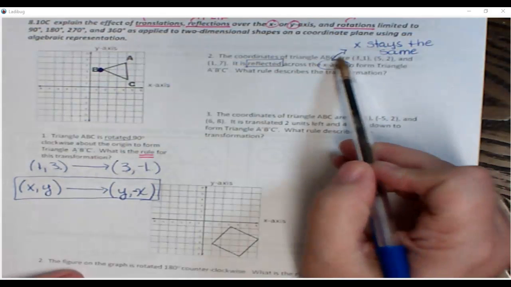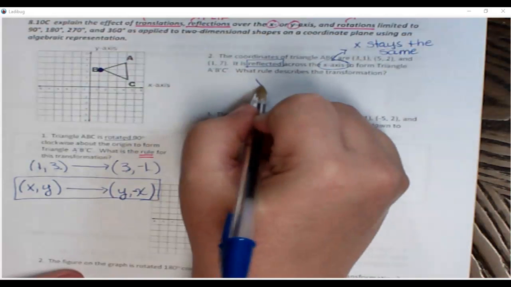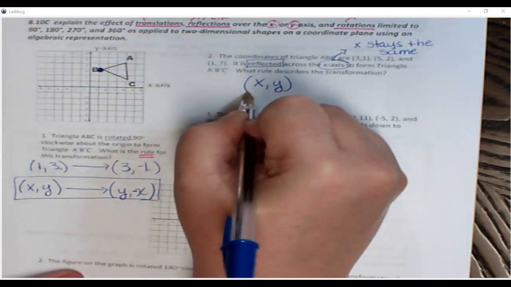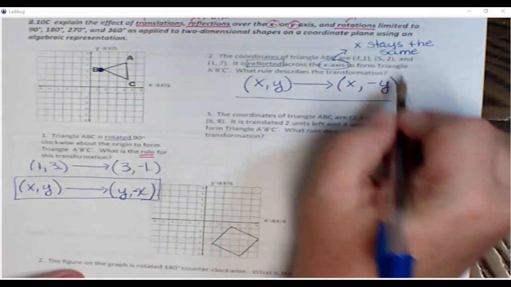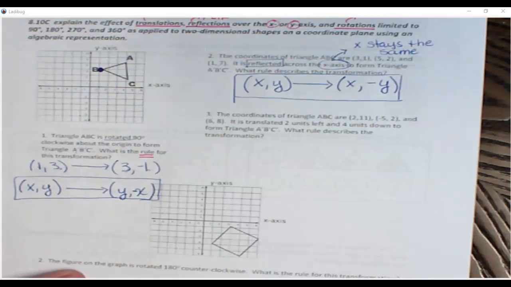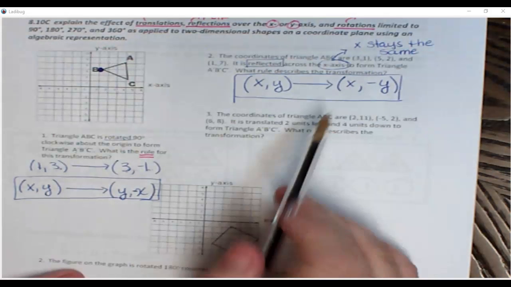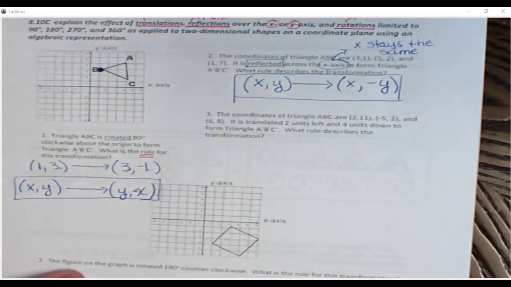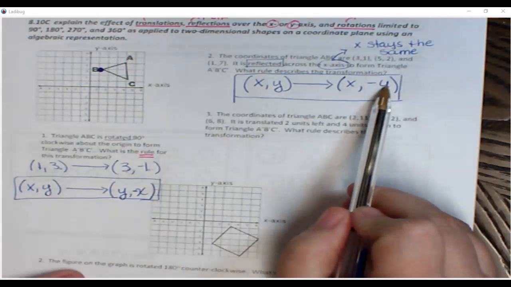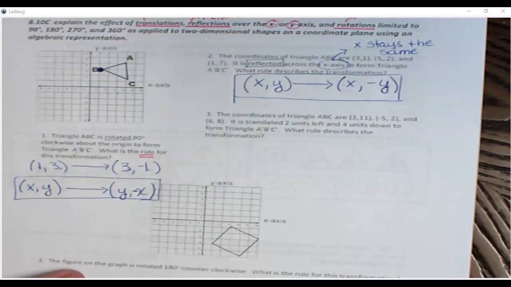But if you could remember that x stays the same, our rule, as always, starts out with our original coordinates, goes through our reflection process, and it comes out x stays the same, so then y becomes the opposite. There's my rule. X stays the same, y becomes the opposite. If we were reflecting over the y-axis again, the y would stay the same, the x would become the opposite.